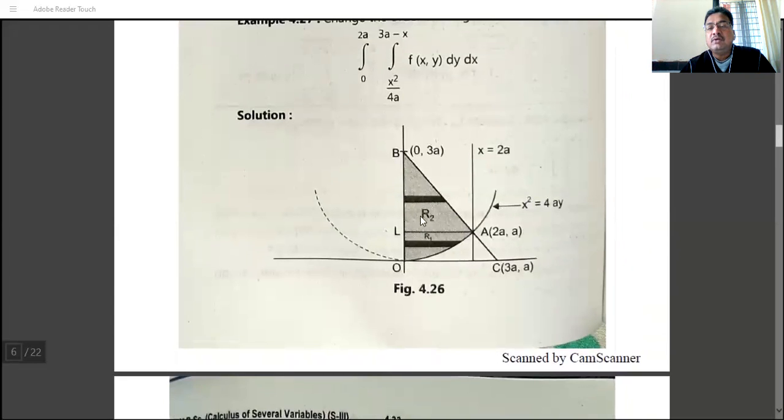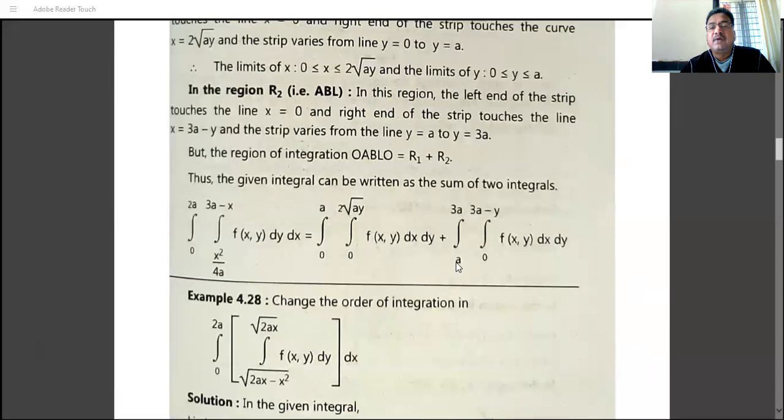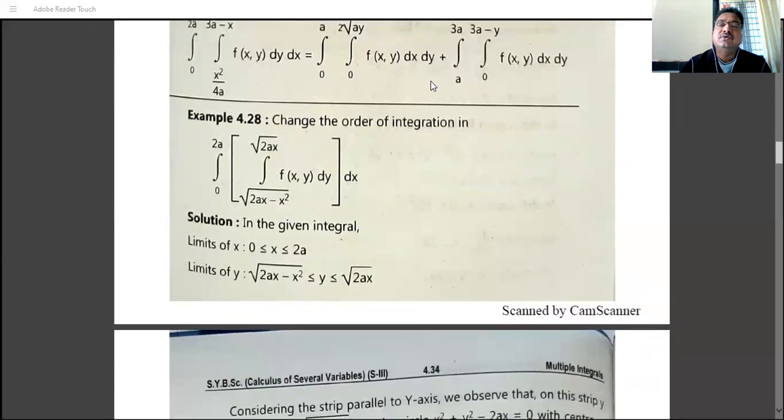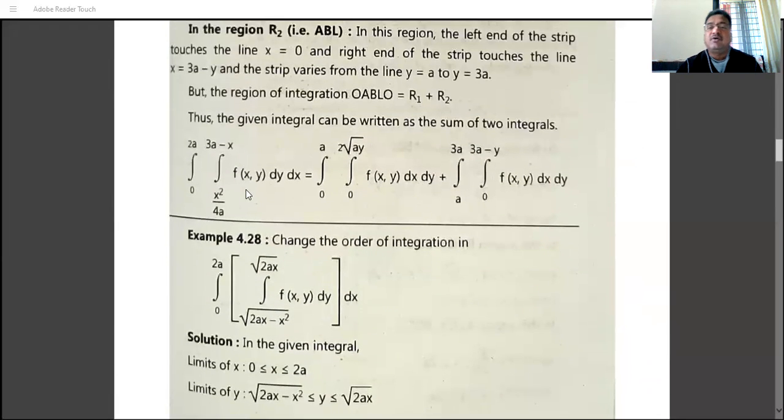So in order to cover the region R2, we have to move this strip from this point to this point. At this point, y is a, and at this point, y is 3a. So y runs from a to 3a, and x runs from 0 to 3a minus y, f(x,y) dx dy. So this is the answer for the change of order of integration.